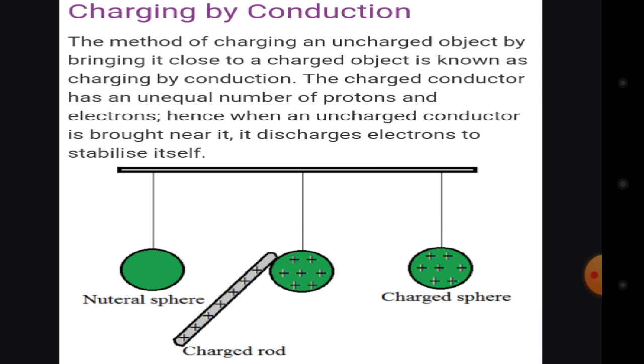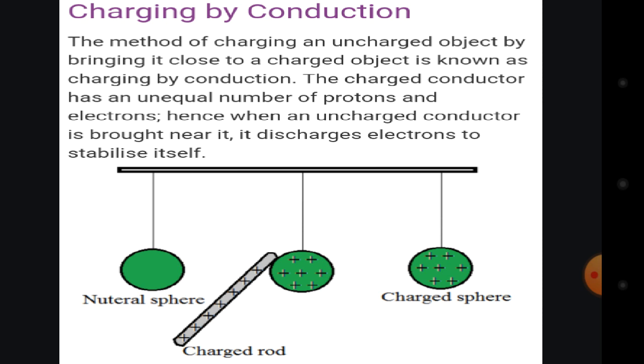So if we bring it near to that neutral object, because there is no charge on it, that charge will become proton, and the whole of it will be proton. The proton will take over. There will be many more protons compared to the electrons. So it will stabilize itself through discharging of the electrons, because it will be a positively charged particle or a charged rod.